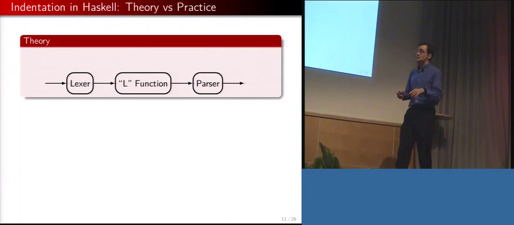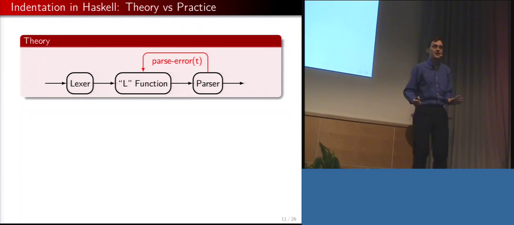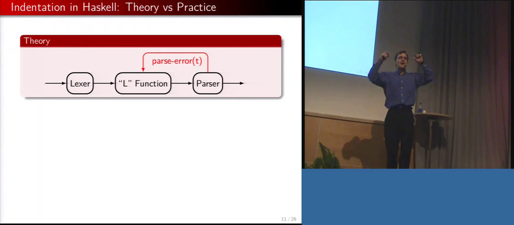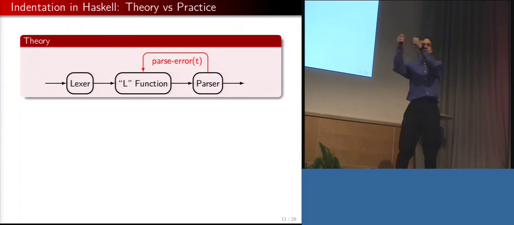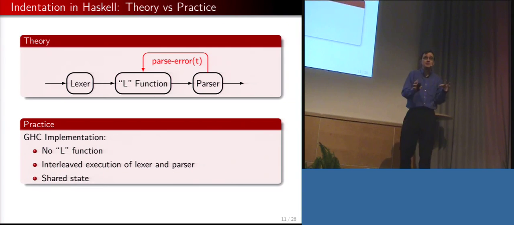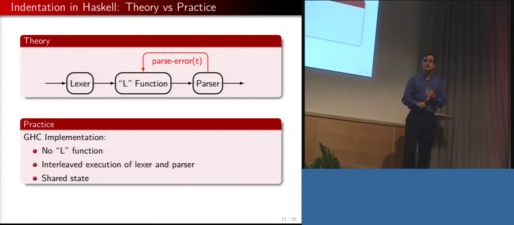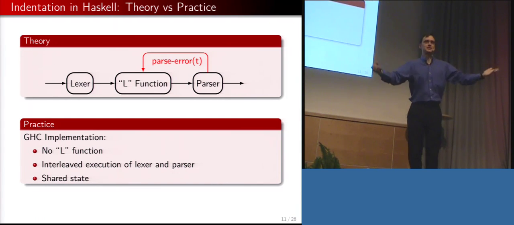Well, what that means is this nice pretty diagram we had before with the lexer, the L function, the parser, that's not the whole story. There's a back edge, a reverse dependency. The L function needs to know what the parser is going to output so the L function can know what it should hand to the parser. And for this reason, most Haskell implementations don't use this structure at all. GHC, for example, doesn't have an L function. Instead, it interleaves the execution of the lexer and the parser, and there's some shared state, and there's this protocol involved, and it gets messy.